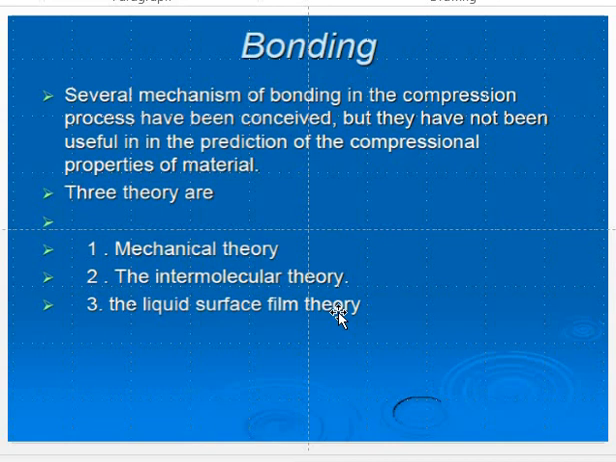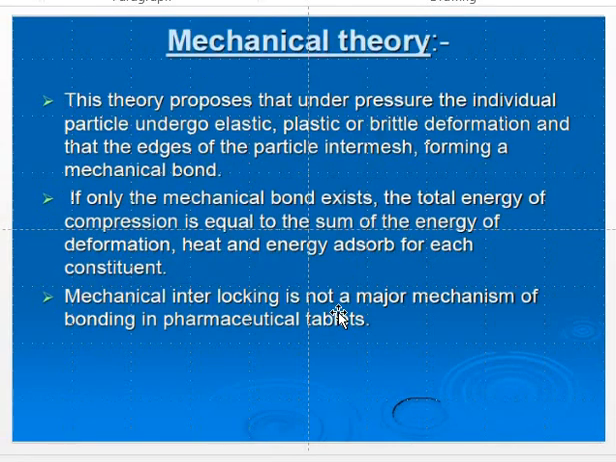For that bonding, there are several theories. They explain how your bonding occurs, how you get your tablet, and how the particles attach to each other. These are the mechanical theory, intermolecular theory and liquid surface film theory. These three theories explain how your particles get joined to each other and how they convert into the compact mass. So the first theory is called the mechanical theory.